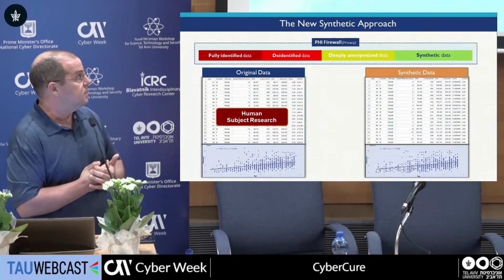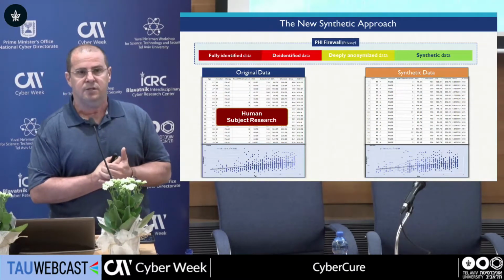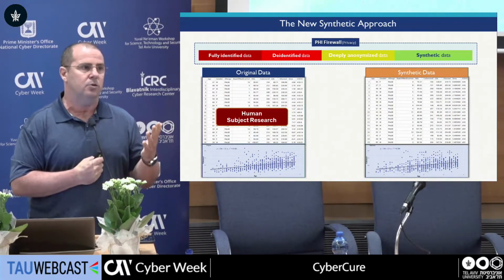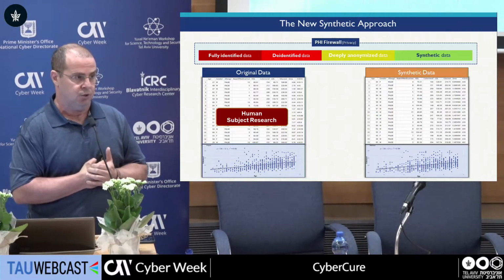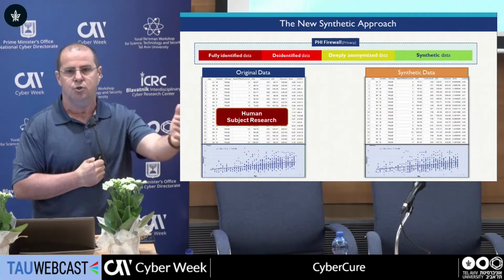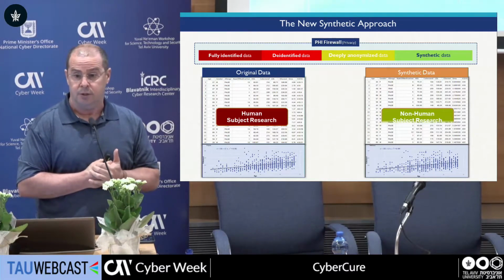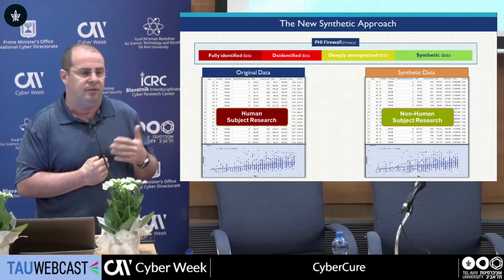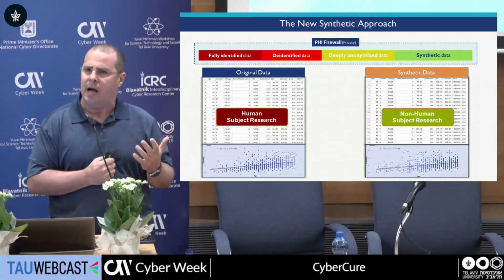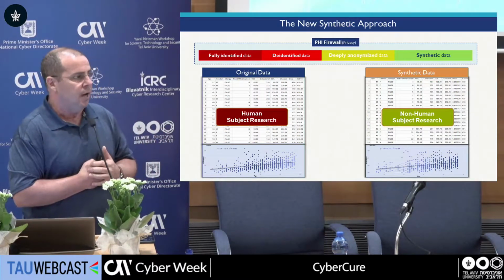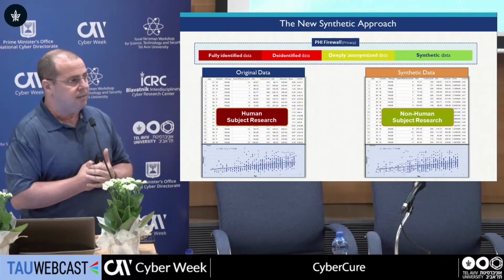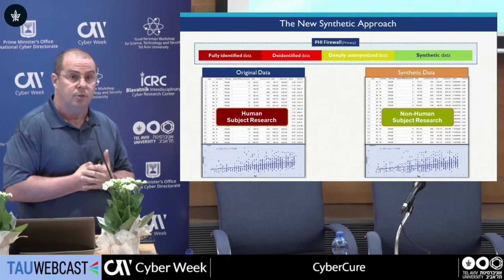What happens as a result is that for the first time ever, while everyone is talking about human subject research that drives many, many constraints, all of a sudden you are talking about non-human subject research, although it's exactly the same. I get it as raw data, I can run it in my R machine or SPSS machine, I can do everything I can with the real data, but it's non-human subject research.